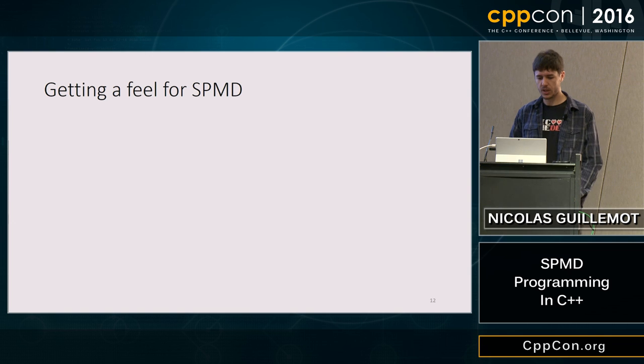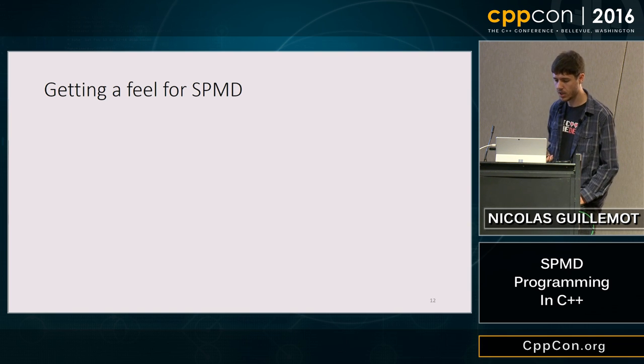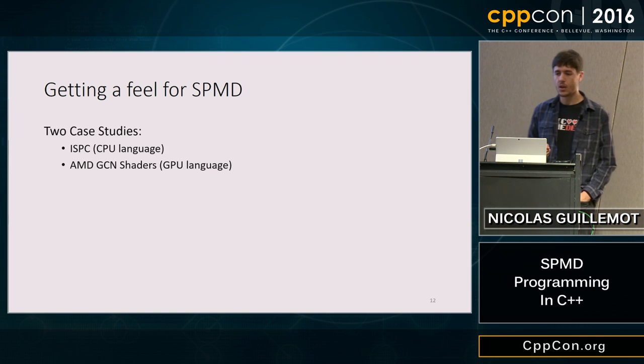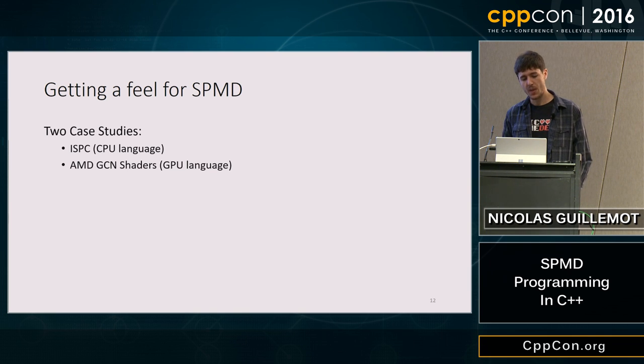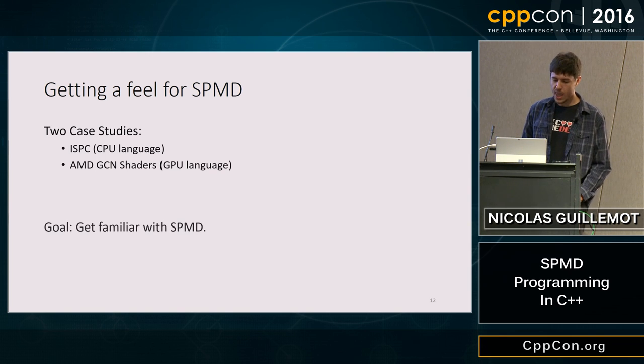So moving on. I want you to get a feel for SPMD, to understand how it works and wrap your mind around thinking in an SPMD kind of way. So we're going to be looking at two case studies. The first one is ISPC, which is a CPU programming language for SIMD. And we're also going to be looking at how shaders work on the AMD GCN GPU, which is, of course, a GPU programming language. You don't necessarily need to focus too much on the details of ISPC or AMD, but I want you to get familiar with the idea of SPMD.